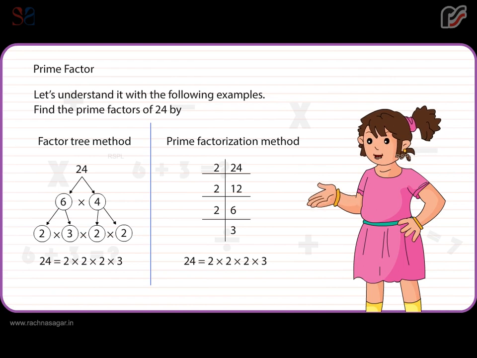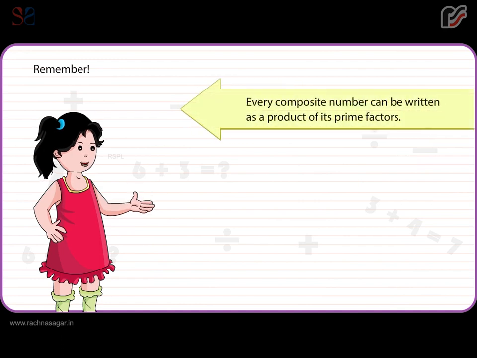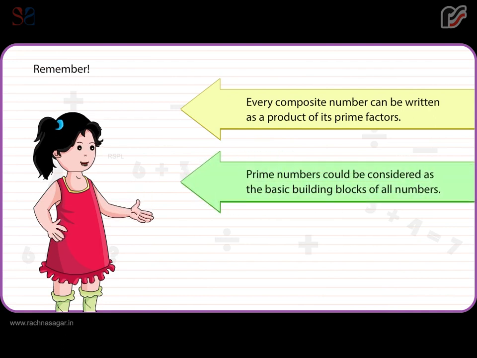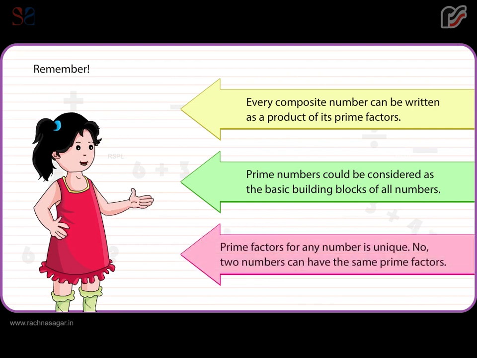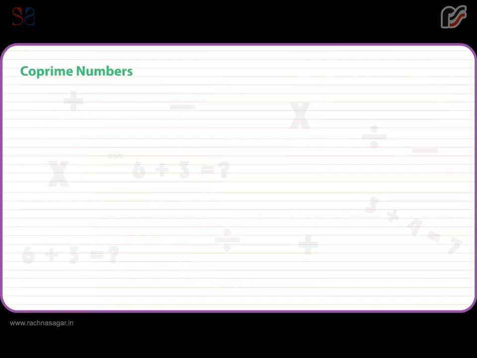Now, find the prime factors of 24 by prime factorization method. Hence, 24 is equal to 2 into 2 into 2 into 3. Remember, every composite number can be written as a product of its prime factors. Prime numbers could be considered as the basic building blocks of all numbers. Prime factors for any number are unique. No two numbers can have the same prime factors.